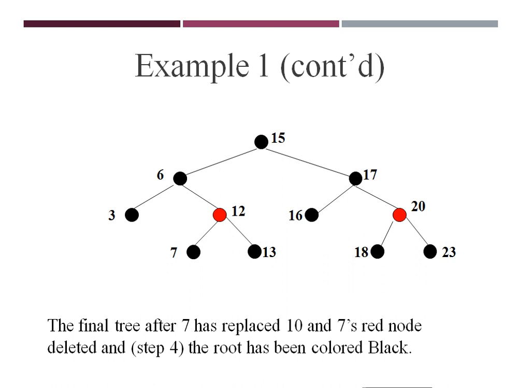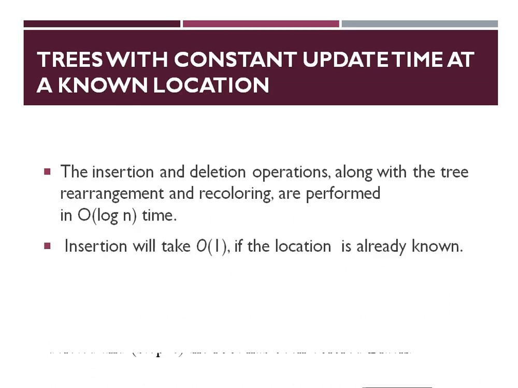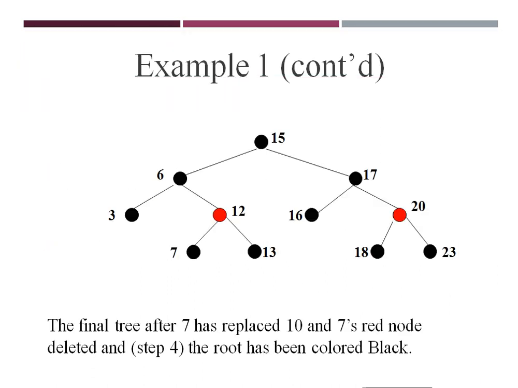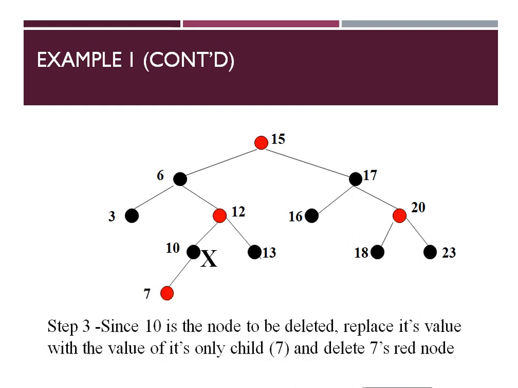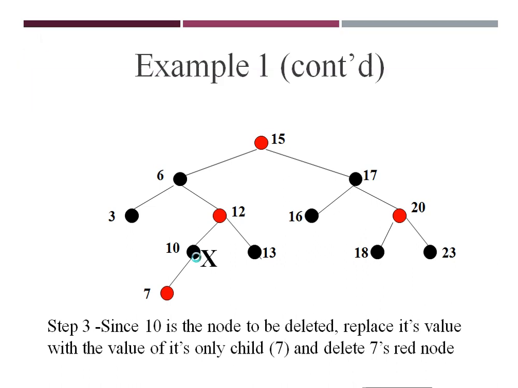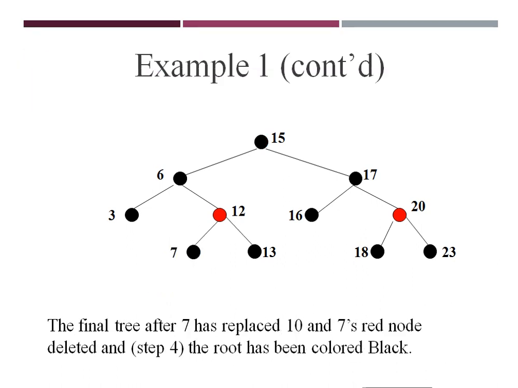And then finally we need to change the color. When we have replaced it, since it was having a different color, right? 7 had the color red, but we need to color it black, because now 7 takes the place of its parent. Okay.